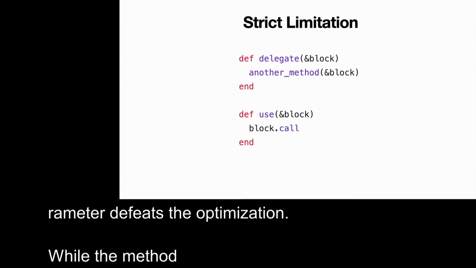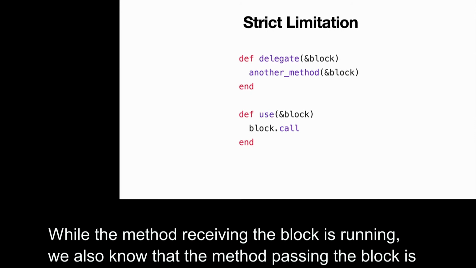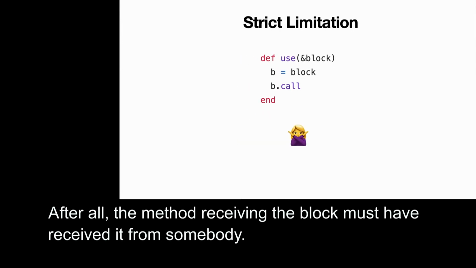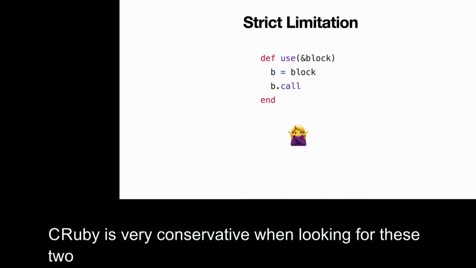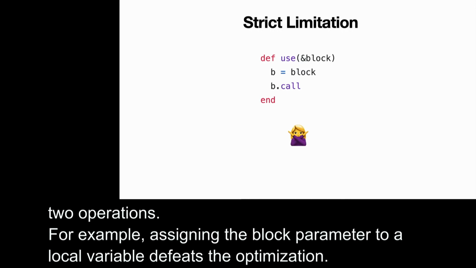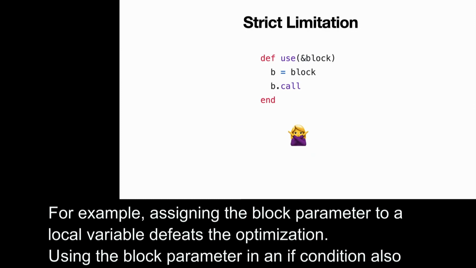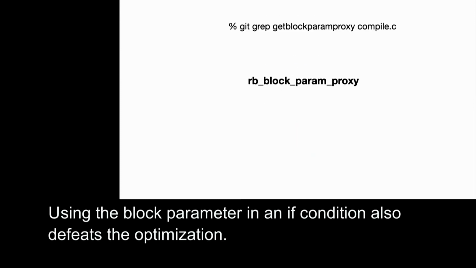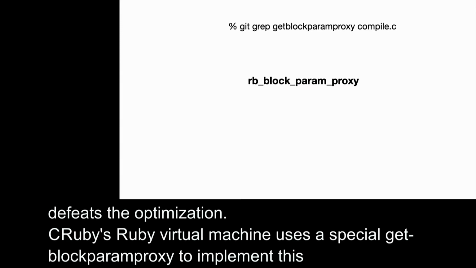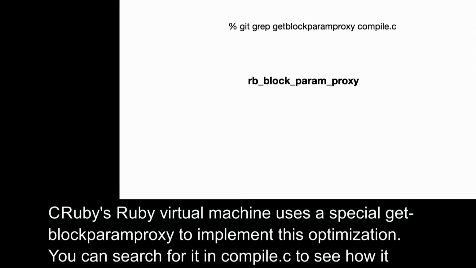While the method receiving the block is running, we also know that the method passing the block is running. After all, the method receiving the block must have received it from somebody. C Ruby is very conservative when looking for these two operations. For example, assigning the block parameter to a local variable defeats the optimization. And as we saw, using the block parameter in an if condition also defeats the optimization. C Ruby's virtual machine uses a special instruction getblockparamproxy to implement this optimization. You can search for it in compile.c to see how it targets this optimization.